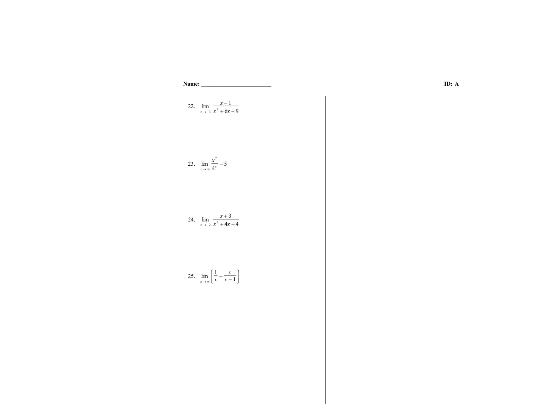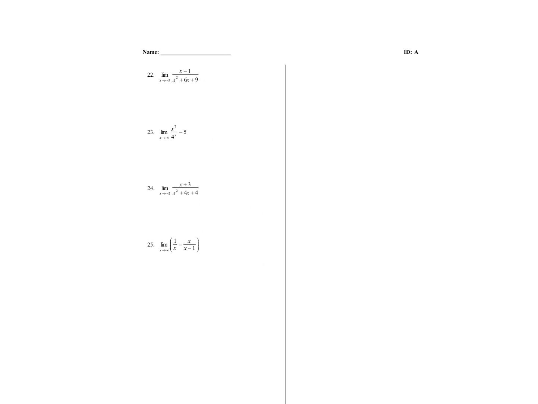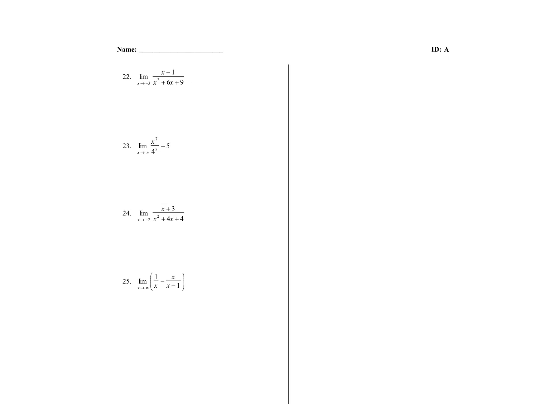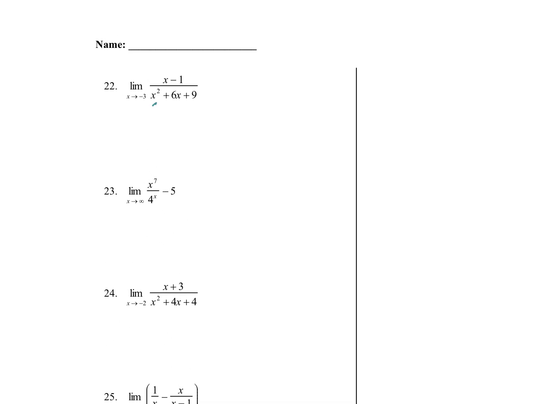All right, last couple, 22. It looks like a vertical asymptote. So let me just factor the bottom. You get x plus 3, x plus 3. So we have x minus 1 over x plus 3 squared. My vertical asymptote is at -3. So if we plug in, we're testing at -3, so if I'm to the left or to the right of -3.